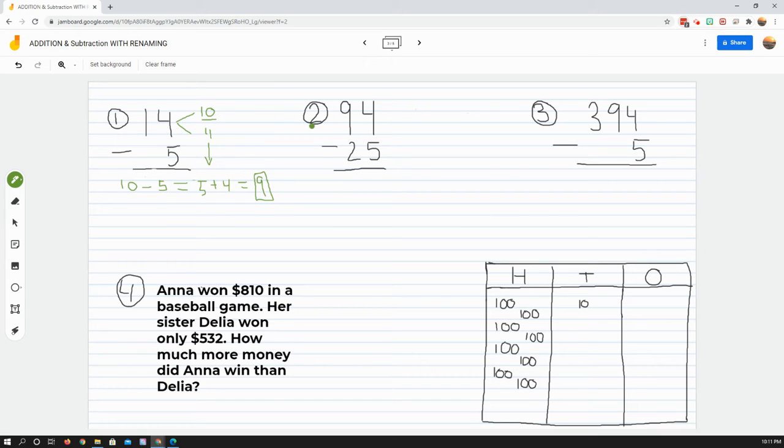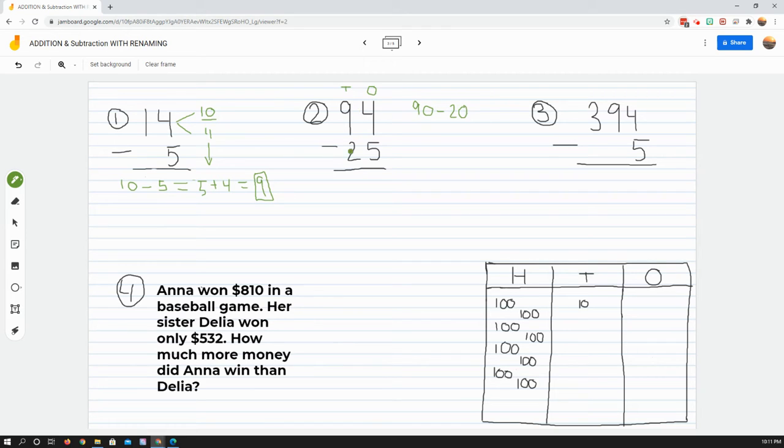Let's look at exercise number 2, 94, and I have to take away 25. 94 minus 25. I'm going to show you guys another trick. So remember, these digits are in your tens. These other digits are in your ones place. I'm going to focus on the digits that are in my tens place. So I have 9 and 2 that are in my tens place. 9 minus 2, which is basically the same thing as saying 90 minus 20.